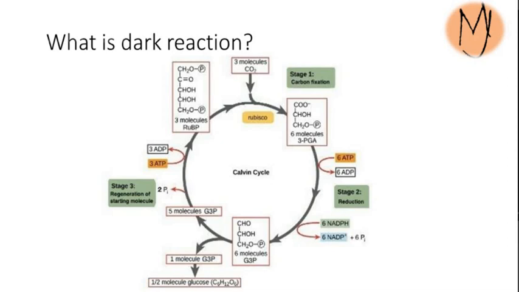During the regeneration step, some glyceraldehyde 3-phosphate molecules go to make glucose, while others must be recycled to regenerate the 5-carbon RuBP compound that is used to accept new carbon molecules. The regeneration process requires ATP.